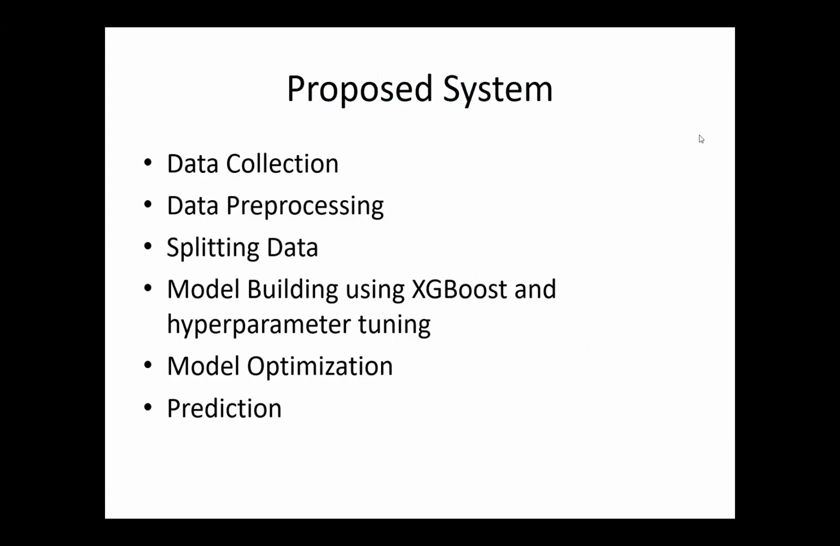Initially the data was collected and pre-processed. In pre-processing, we did the scaling and normalization, and then the data was split, and the model was built using the gradient boosting method with the help of hyperparameter tuning. Model optimization can be done by checking the MSE and log loss to identify the error rates. And finally, the forest cover type prediction has been done.